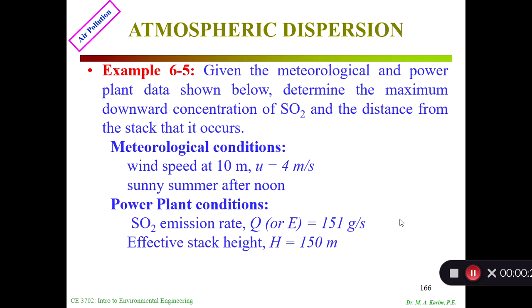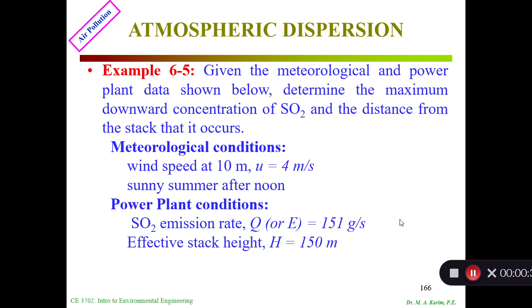So here is another example problem. Probably I'll be using some other approach to do that. Given the meteorological condition and power plant data shown below, determine the maximum downwind concentration of sulfur dioxide and the distance from the stack that it occurs.